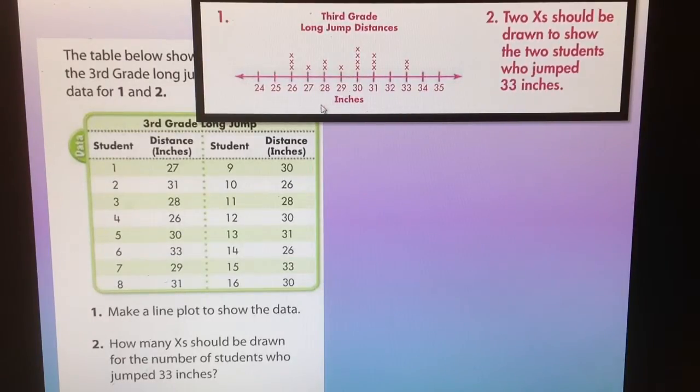So looking at this, it looks like the number that showed up the most frequently was 30. There were 4 students who could jump 30 inches. And then look, no students at all could jump 32. And that happens, we just leave it blank.